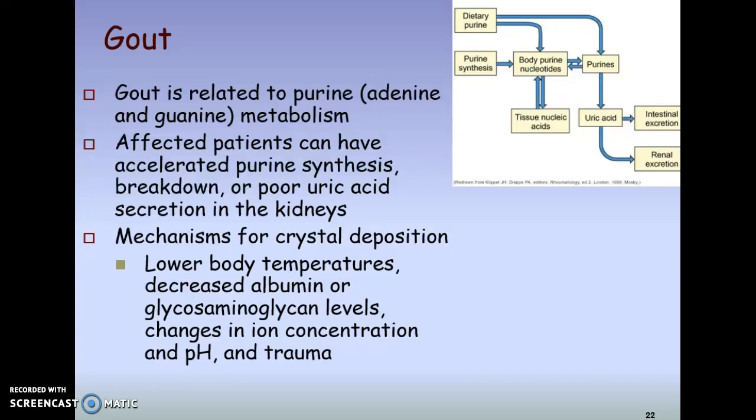Mechanism for crystal deposition: lower body temperatures or decreased albumin. So with lower body temperatures, that's why often you see it in your big toe, your feet sometimes. It can also be an issue of trauma. So a person who might be on the verge of developing gout can stub their toe badly, and that trauma in the joint can actually lead to developing gout.